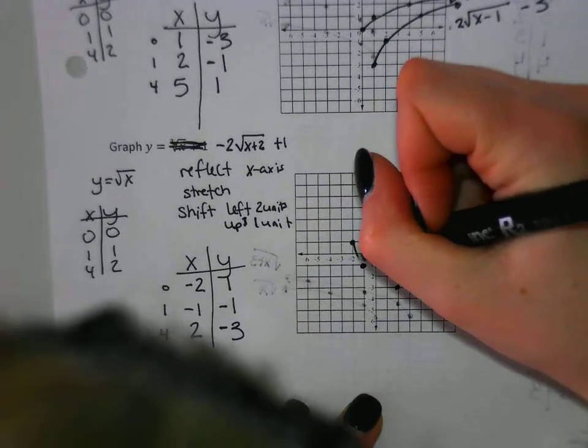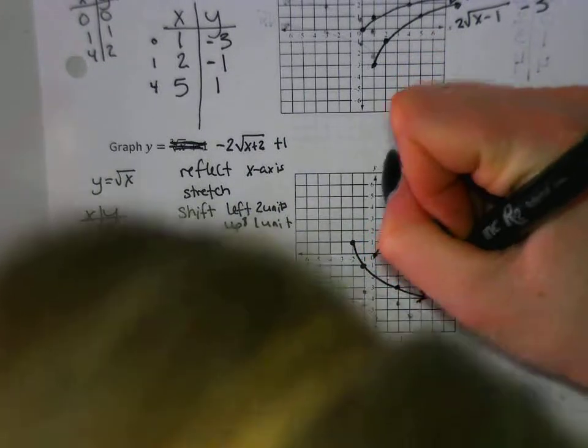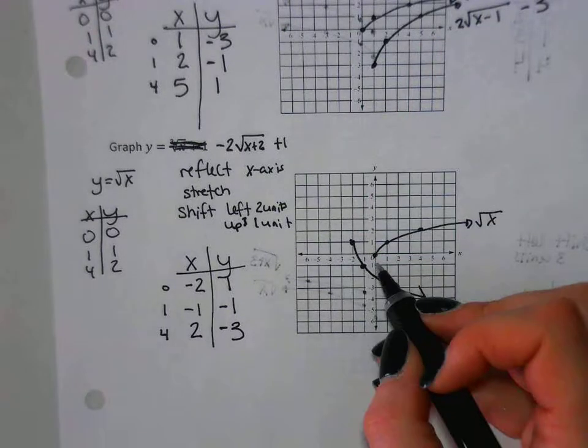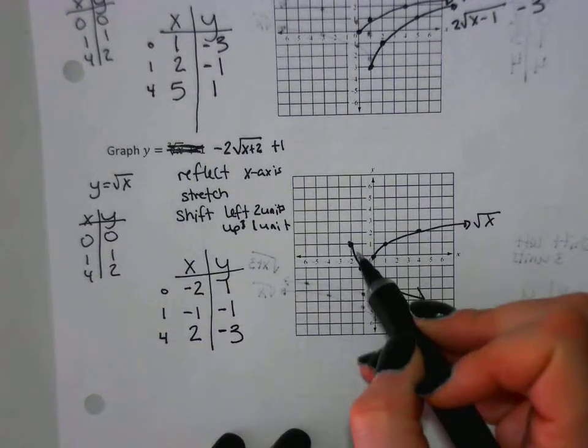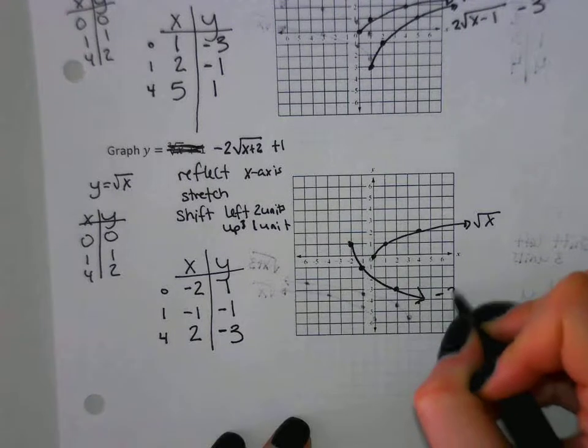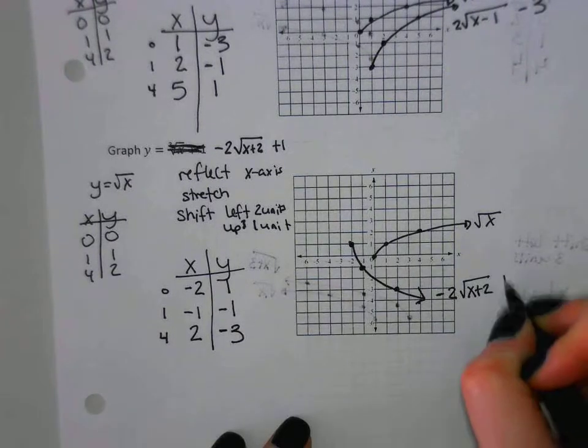So it reflected, but it also shifted to the left 2 units, and it also went up 1. So this is negative 2 square root of x plus 2, plus 1.